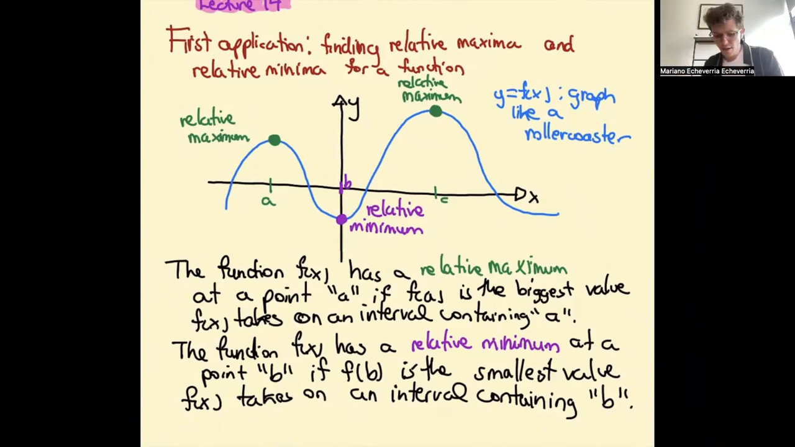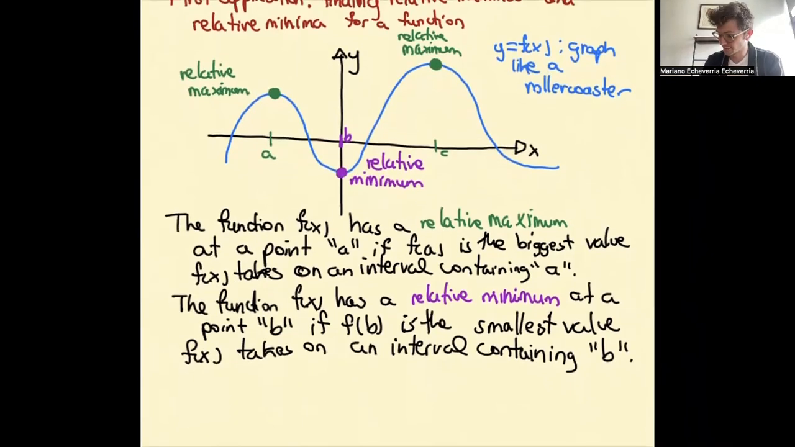Okay, so now the next question. Based on this roller coaster picture, functions sometimes have maxima and minima, right? So the next step is to identify them. So how to identify these? So the quest is how to find the relative maxima and relative minima of a function.